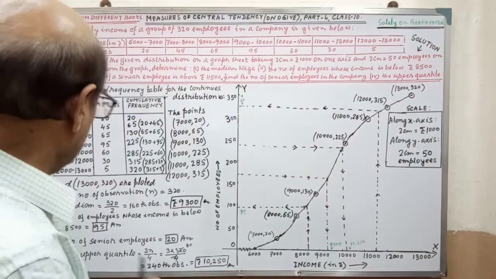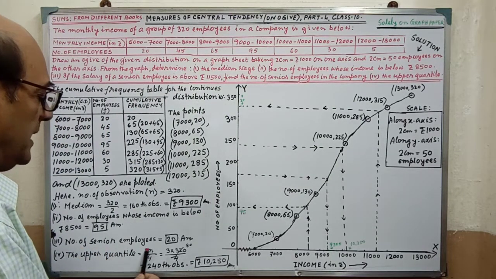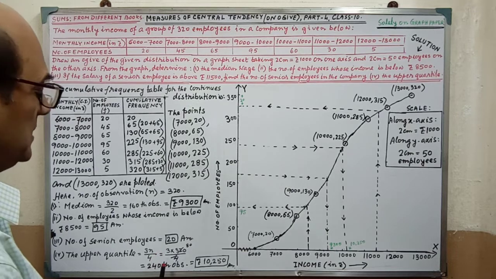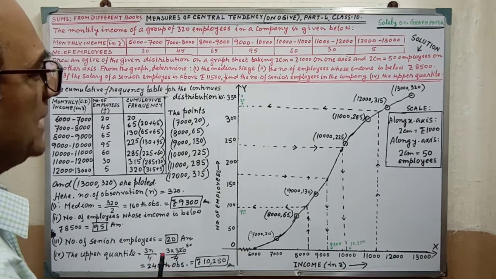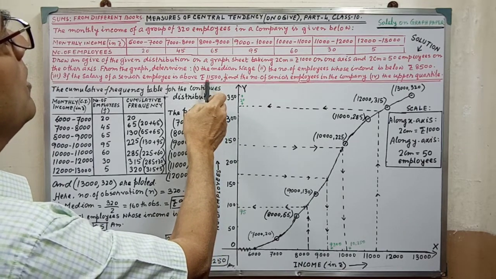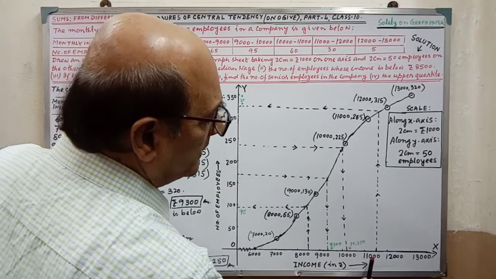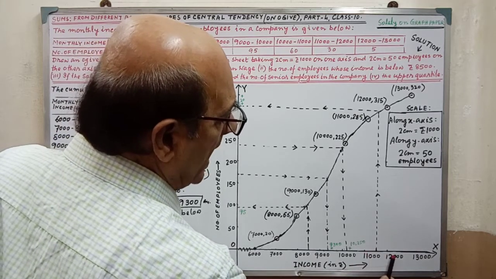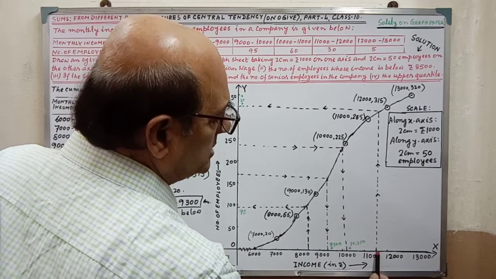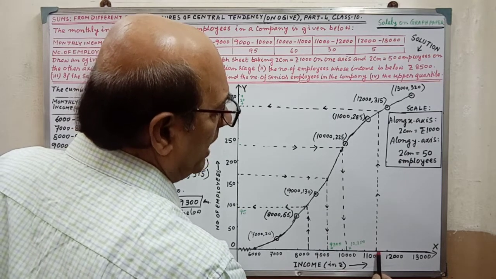So next question, that is part 3, number of senior employees whose income that is in question is given 11,500. That is 11,000 and 12,000. Between this we are getting this midpoint will be the 11,500.